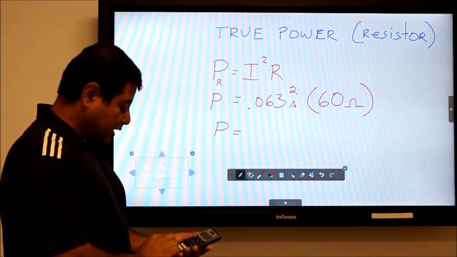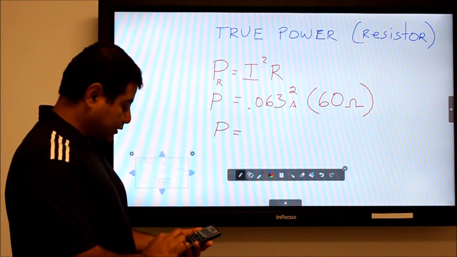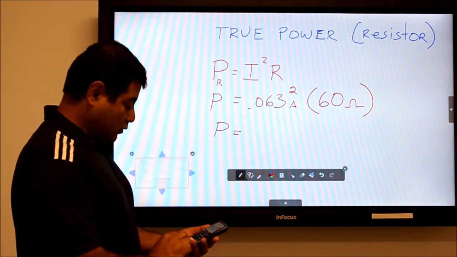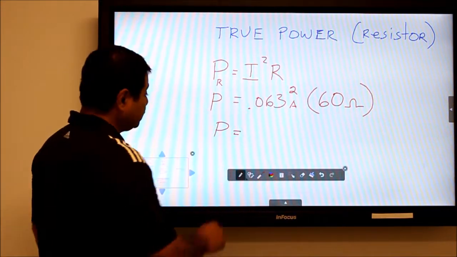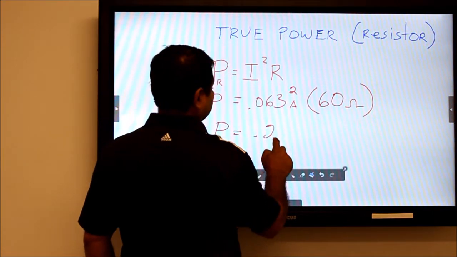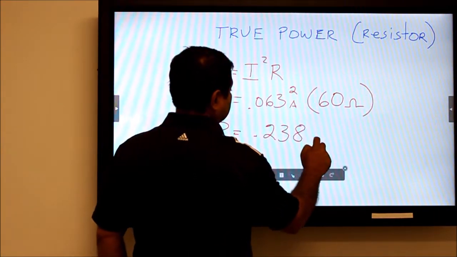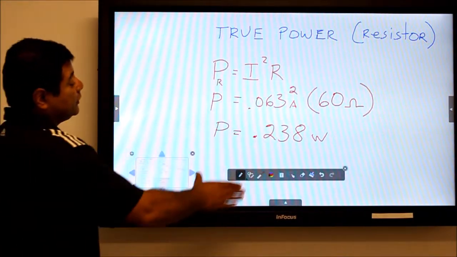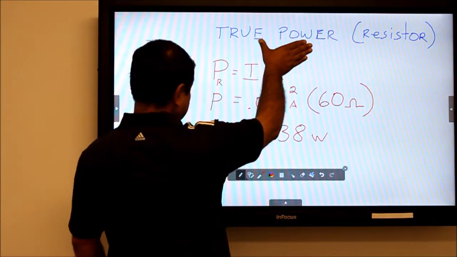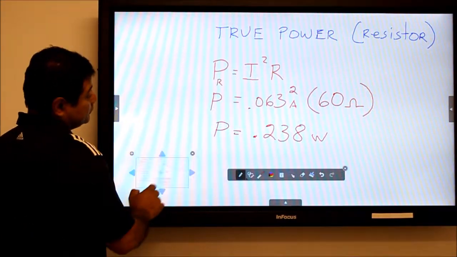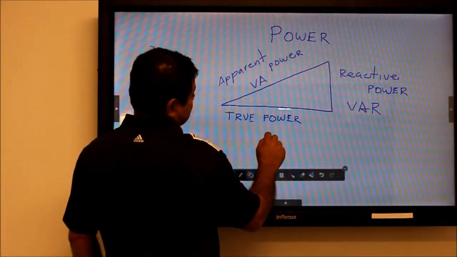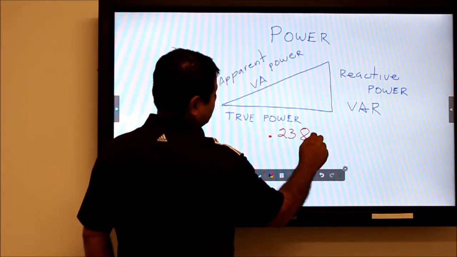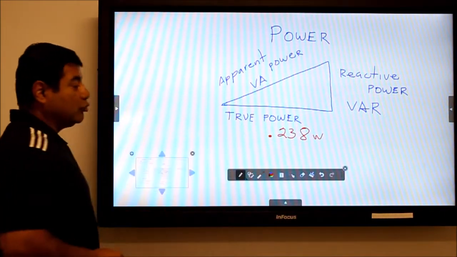So you put these values into the calculator and you get 0.063 squared times 60 ohms. And I get a value of 0.238 watts. Remember that the unit for power is watts. So this is my value for true power. So now you go to your power triangle, and this is where it goes. That is my true power for the circuit.